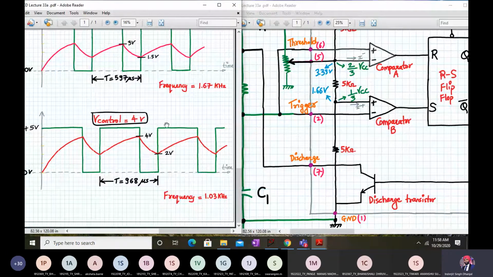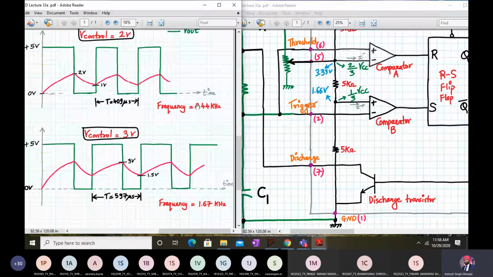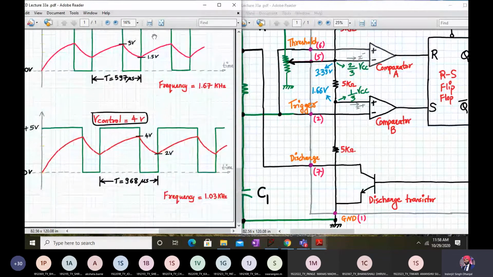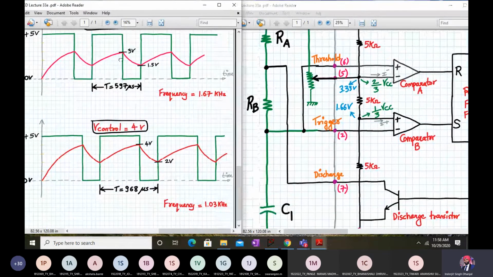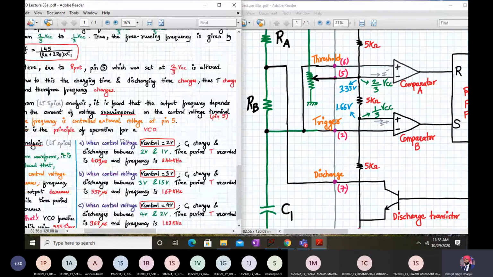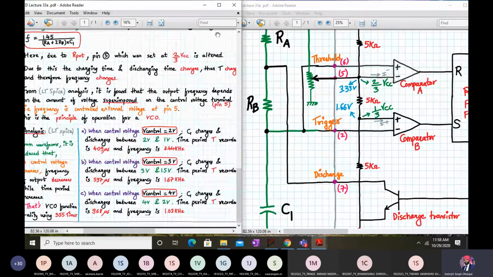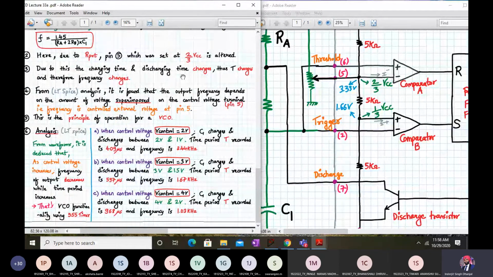So any doubt anyone in this? As you can see, as I change my control voltage, earlier it was 2 volts and the frequency was 2.44. Now the control voltage is 4 volt and the frequency is 1.03 kilohertz. Any doubt in this? Anyone? No, sir. Okay, excellent. So you can just go through this for a few seconds. I'll also describe it.